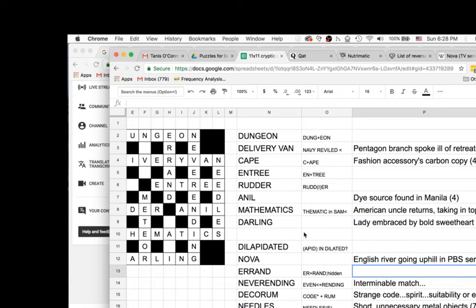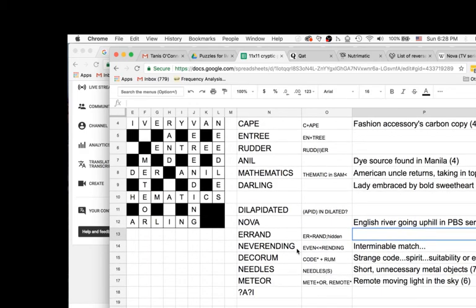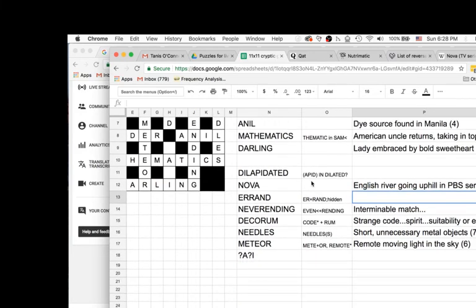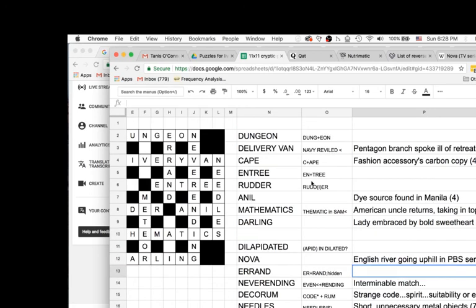Dilapidated, I'm still mulling over. I could do dated, I could do dilated. I still have some leftover letters that don't quite make words on their own, so I will have to consider that. All right, that's the only really long one that I have. Oh, dungeon is a seven-letter one. Okay, so I should still think about dungeon. And going down here, yeah, those. Oh, and I still need to write a clue for decorum.